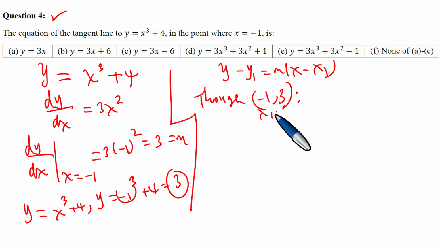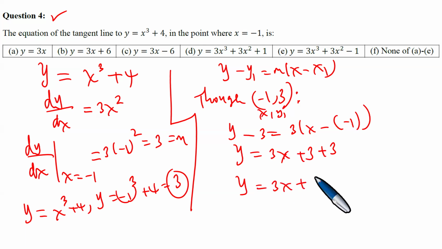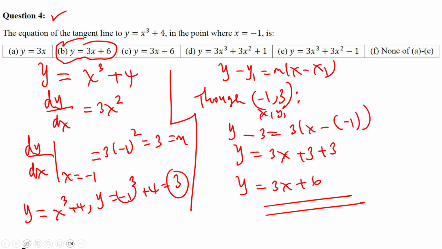So that in the end, we're able to achieve the following. Through this, we have x1, y1. So you have y minus 3. The slope is exactly 3 times x minus x1, which is minus 1, which means you're going to have 3x plus 3, plus 3, which is exactly 3x plus 6. So we need the equation of the tangent line, and we can see that the equation of the tangent line is the part B there. Right, and we are recapping on some of the questions that are highly examinable.